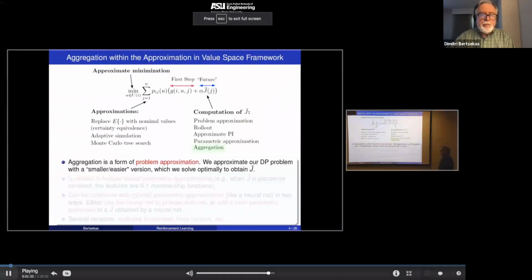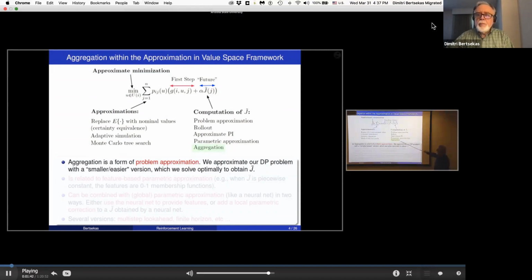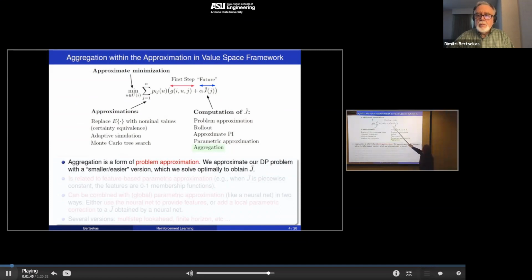So where does aggregation fit in the big picture? Well, we have our friend here, the big picture figure, and here's aggregation. Remember, this is for one step look ahead. We're looking at a discounted problem. We're going to be looking at discounted problems exclusively in this lecture. And we're looking at one step look ahead. And J tilde is the approximation of the future costs. And it can be obtained with any of a number of methods: problem approximation, rollout, approximate policy iteration, parametric approximation, neural networks. And we have covered all this, and now we're going to talk about aggregation. There are also the other approximations, but we're going to focus on this.